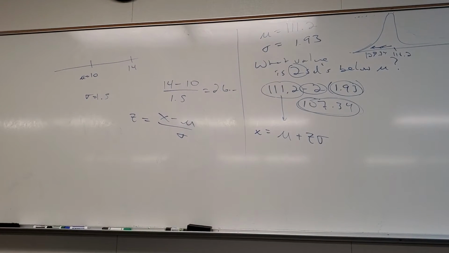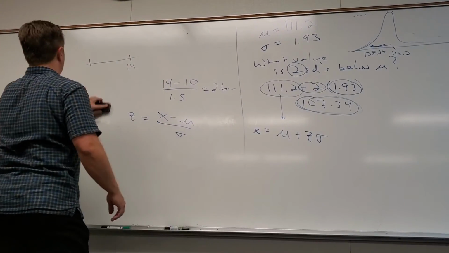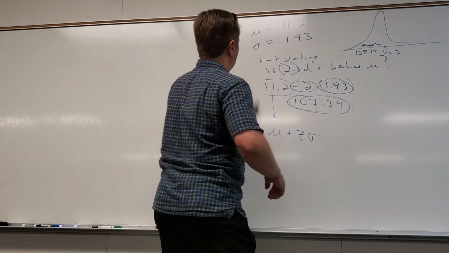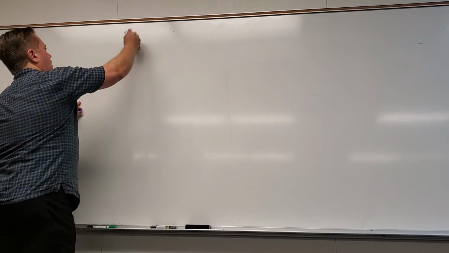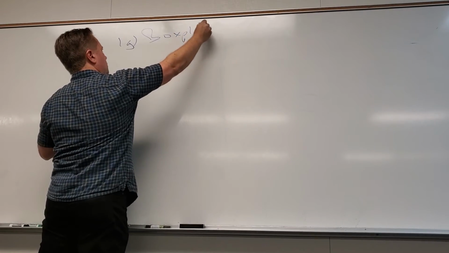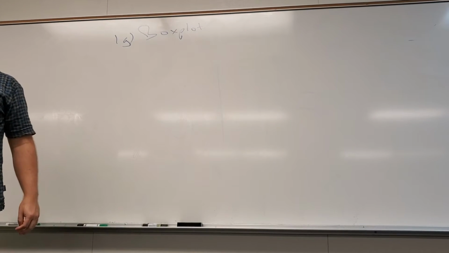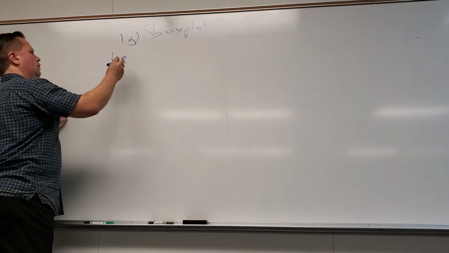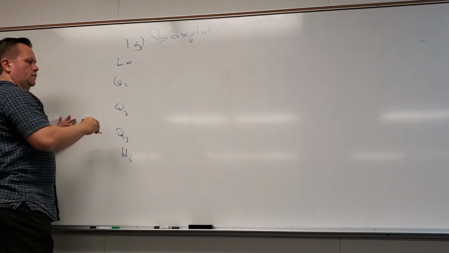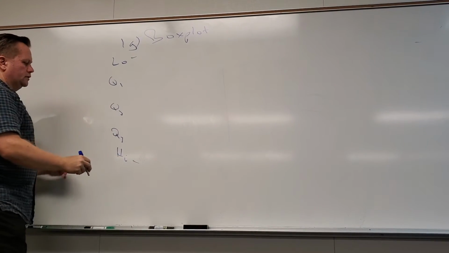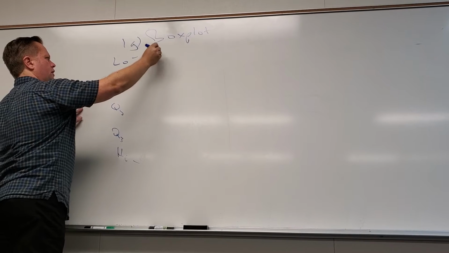Okay, so let's do 1G real quick, since it's not on the answer key. How do I make a box plot? What goes into it? What do I need to find? I tell you: find the 5-number summary. So that's what goes into it. And what is the 5-number summary? Low, highest, Q1, Q2, Q3. You have the data in order there for you. What's the lowest number? 29. And what's the highest one?